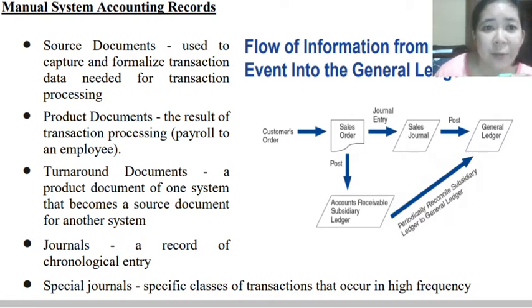So basically your source document, product document, and turnaround documents are the source documents, okay, but they are generated in different stages of the processing or the transaction cycles. So this is normally what we consider as the proof that the transaction has taken place.